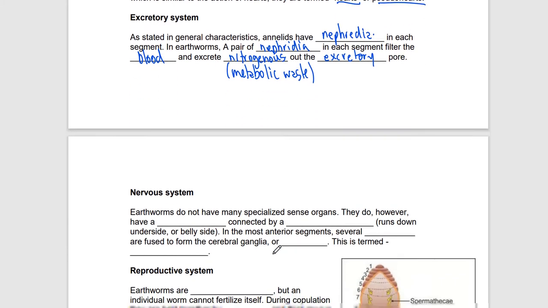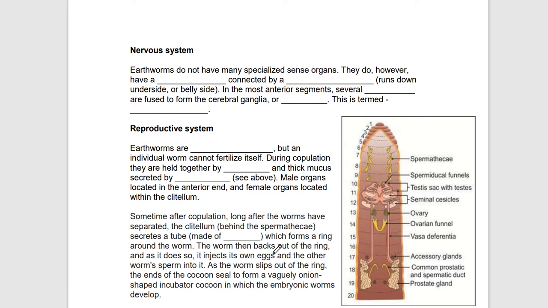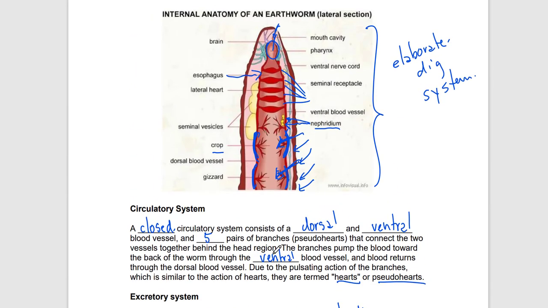All right. Now we get into the nervous system. We can see continued development here. So they don't have very many specialized sense organs, but they do have a chain of ganglia. And so again, this is kind of that cephalization, right? So it's connected by a ventral nerve cord. So they have, and I'll show in the picture here, well, maybe it's more visible up here. So if I erase some of this stuff, what we'll see is this really light blue. So you can see the ventral nerve cord. So that's this light blue that's kind of just traveling down all the way.